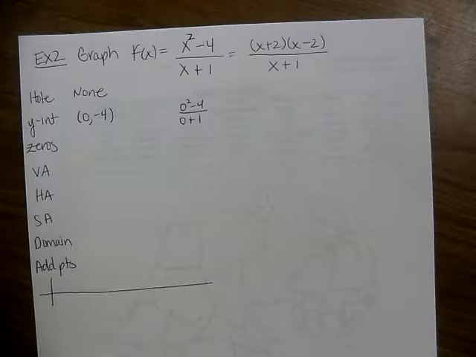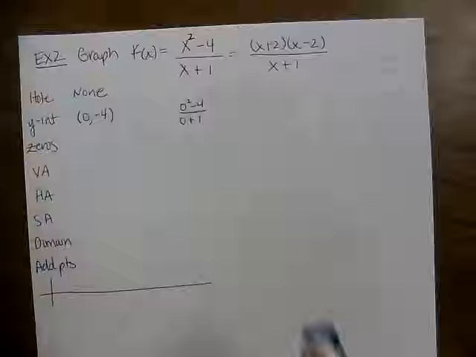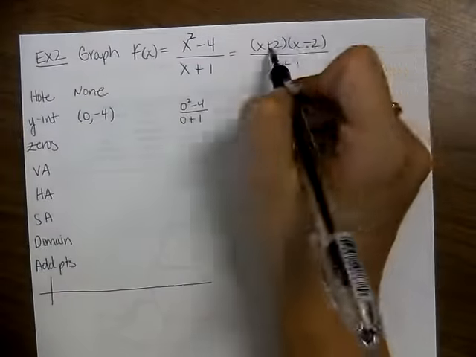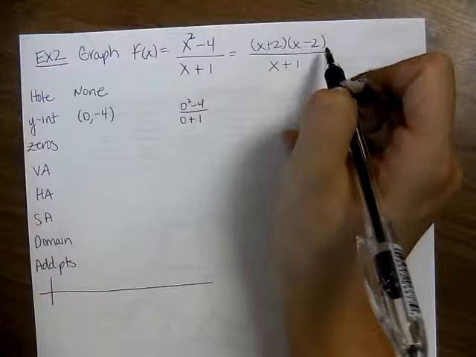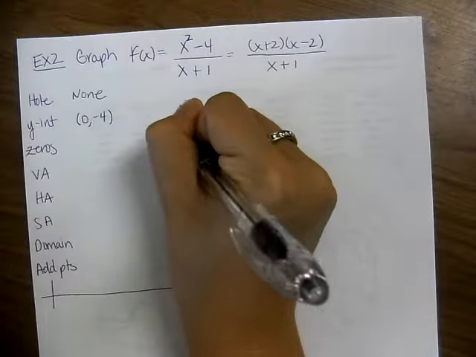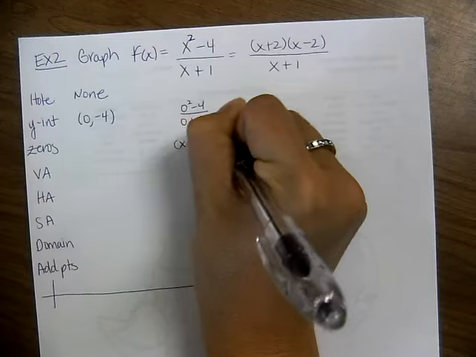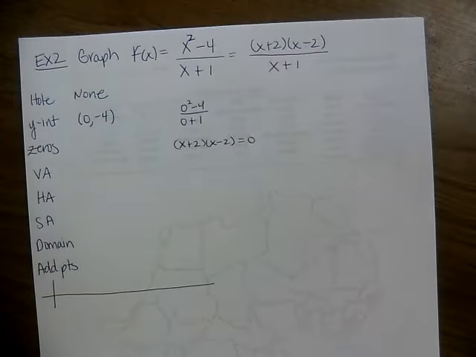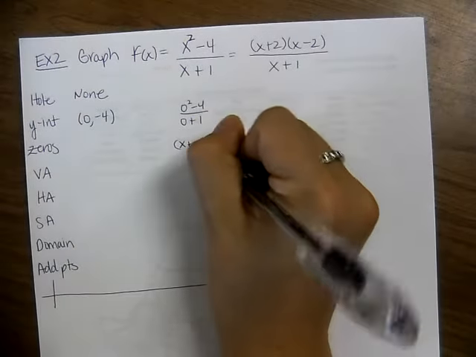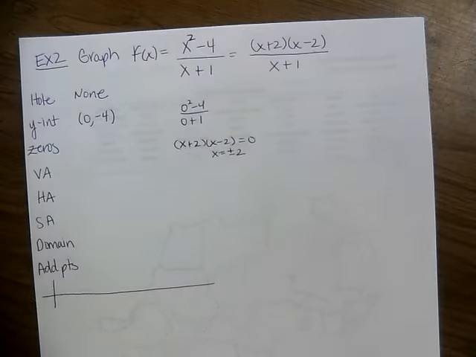How do you find the zeros? You take what? Just the numerator. And we set it equal to 0. So in this case, you get 2 zeros, right? At x equals plus and minus 2.